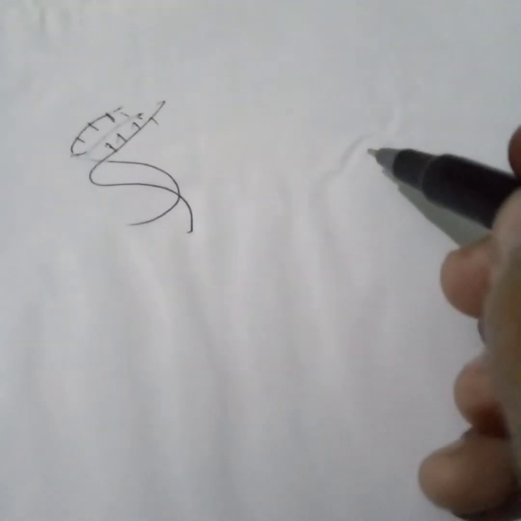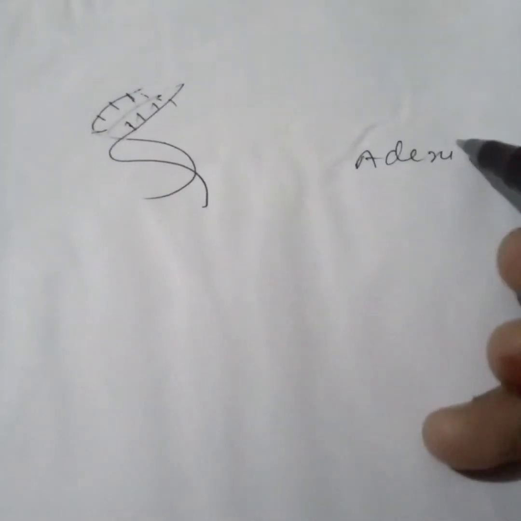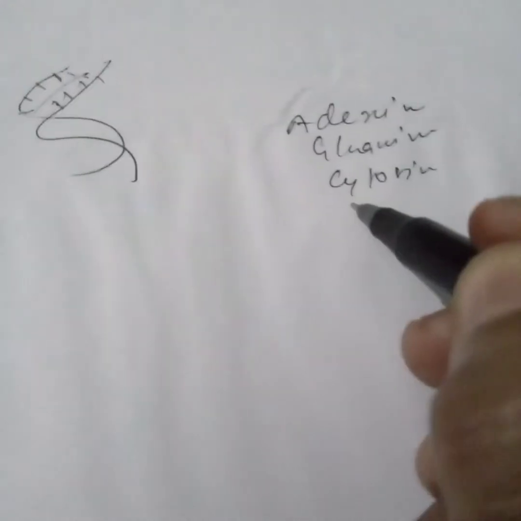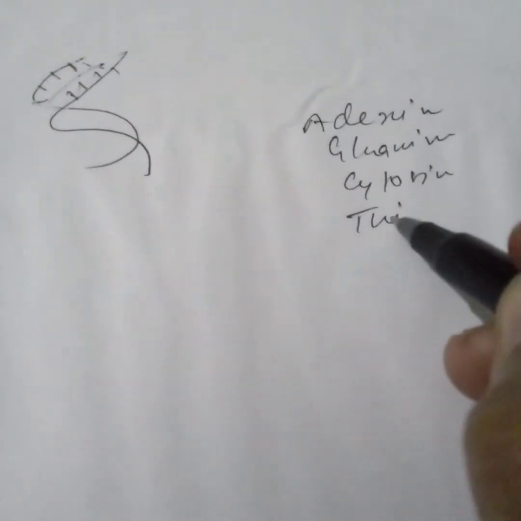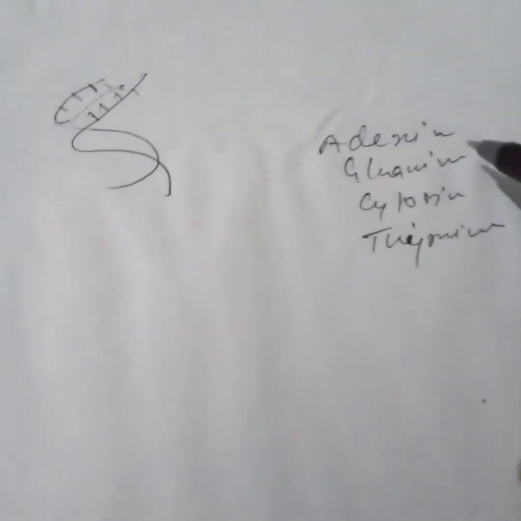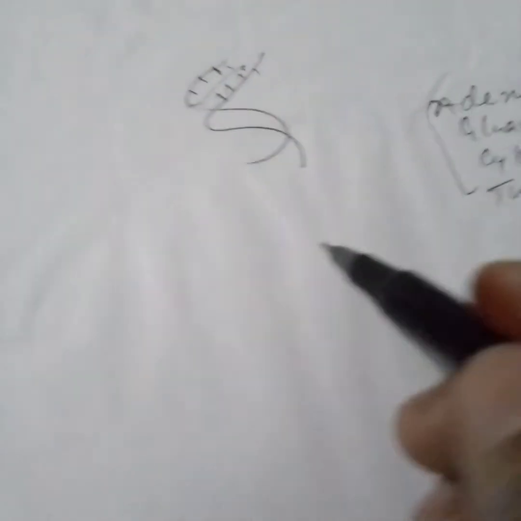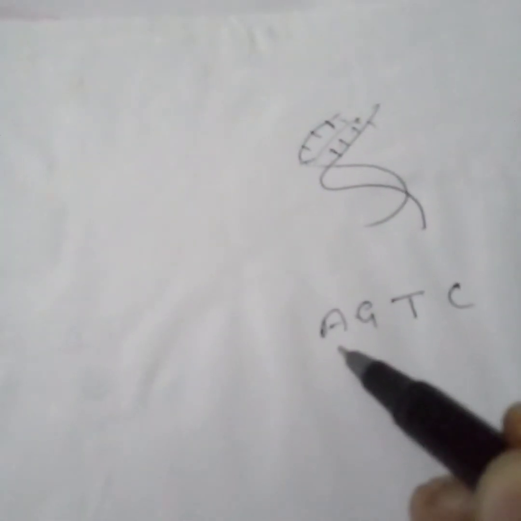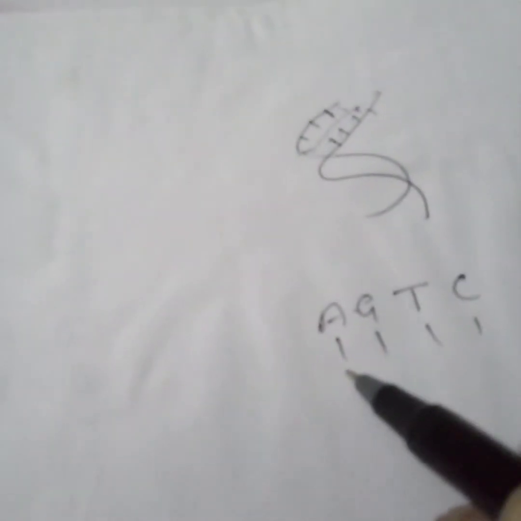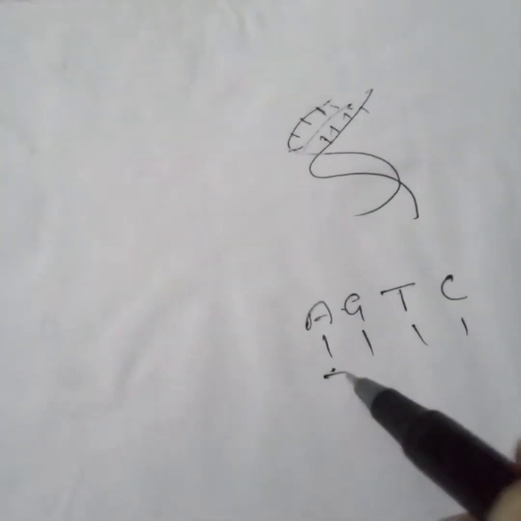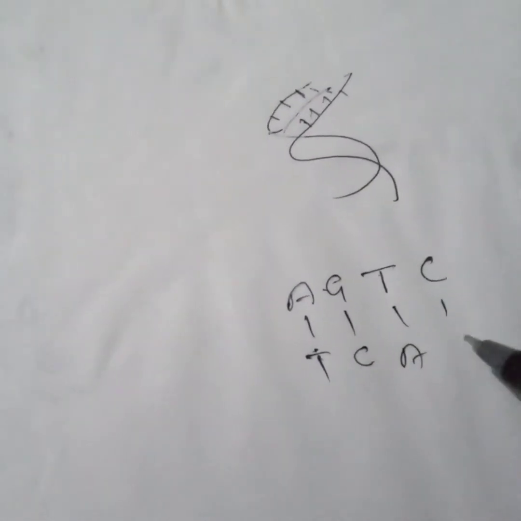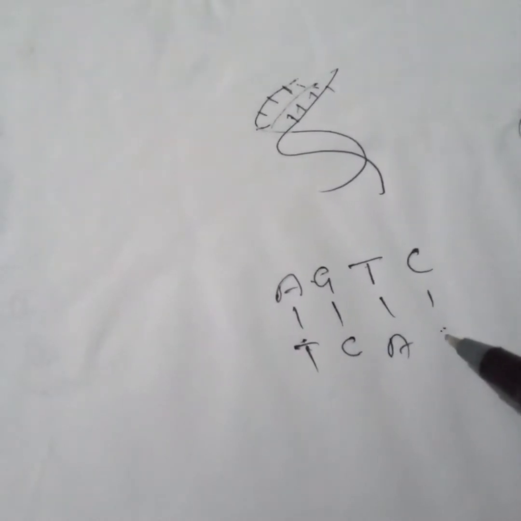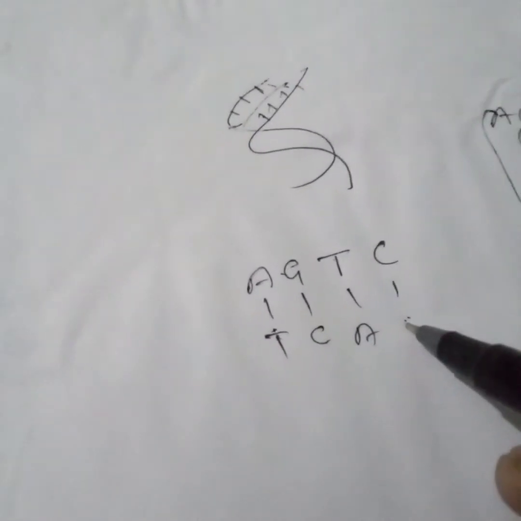And the nucleotide is what? It has nitrogenous bases: adenine, guanine, cytosine, and thymine. These form the nucleotide sequence. If we draw a sequence of nucleotides, let's see, this is the sequence of a gene, or we can say it is known as a gene.